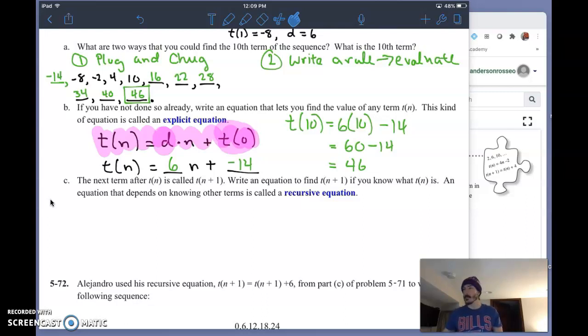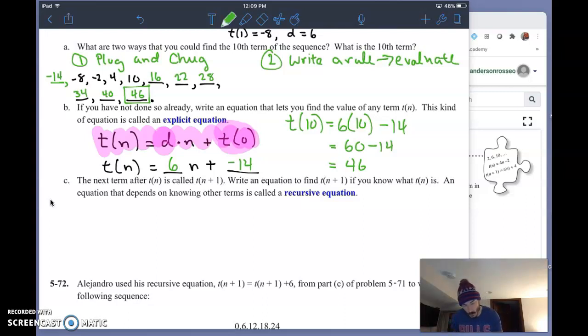An equation that depends upon knowing other terms is called a recursive equation. And this actually is not all that bad to do. We know that we're taking a term and adding 6 to get the next term. That's the plug and chug method. We're taking one, adding 6 more.